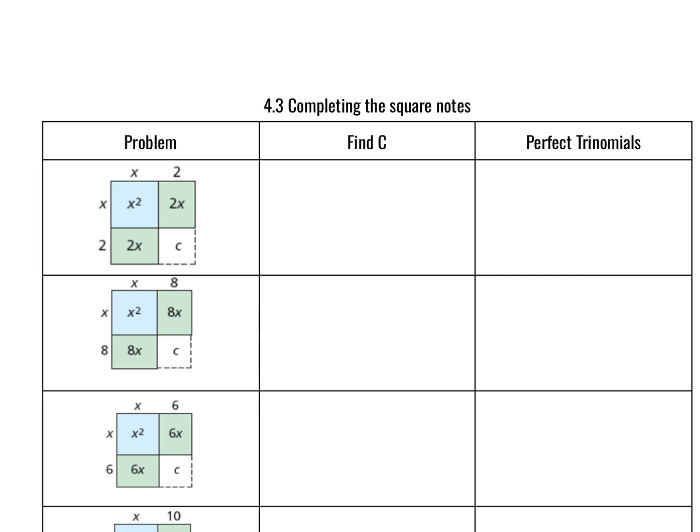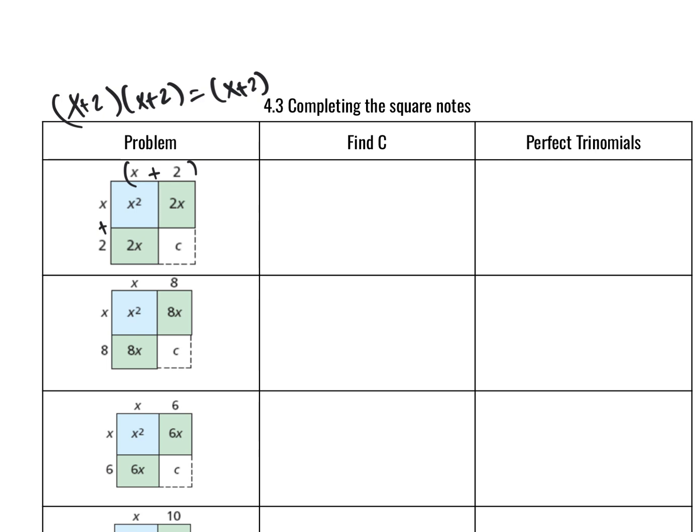Okay, so for lesson 4.3, we're completing the square. This is a little visual of where it comes from. Here I am multiplying into the box. So I am basically multiplying x plus 2 times x plus 2, or x plus 2 squared.